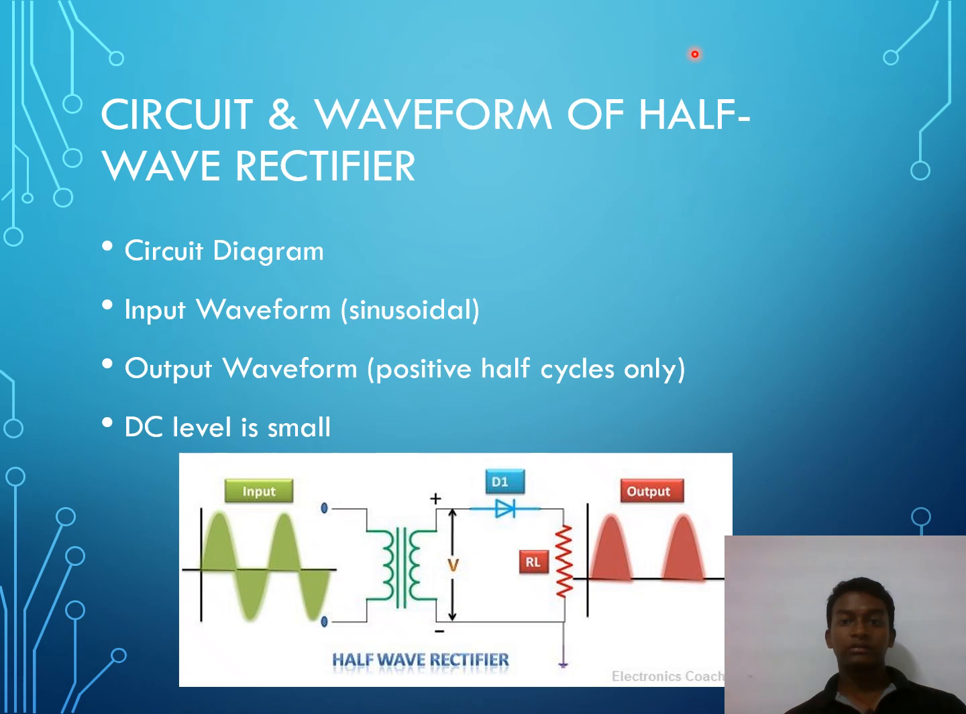Thus, the diode conducts during the positive half cycle of the AC input, while it will not conduct during the negative half cycle of the AC. So the voltage drop across the load resistor will appear only for the positive half of AC. During the negative half of AC, we will get zero DC voltage.